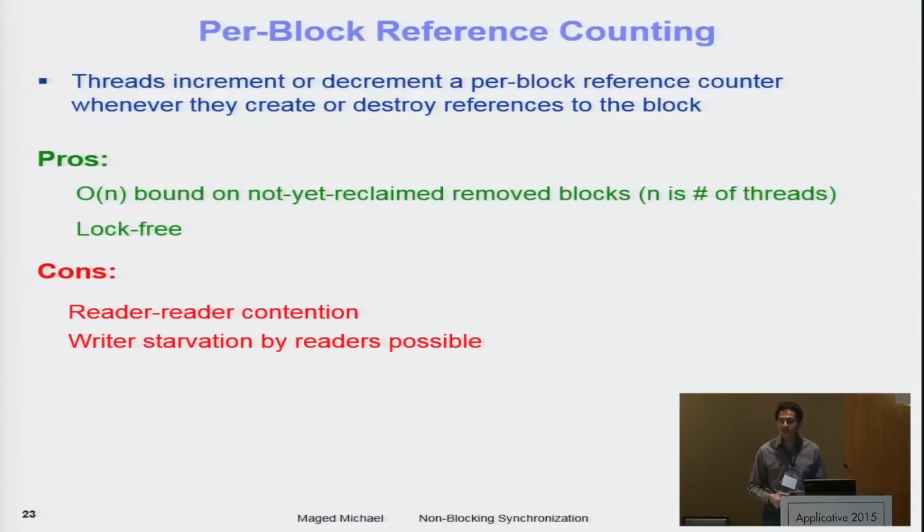The cons are that readers actually interfere with each other. So now I'm incrementing the counter, someone else is incrementing the counter, and they can get in each other's way. Also, there is writer starvation. You can have a writer who's about to, let's say, push an item to a list, and then there are readers traversing the list searching for that item, and they keep incrementing and decrementing the reference counter and get in the way of the writer. So that's a disadvantage that other techniques don't have.